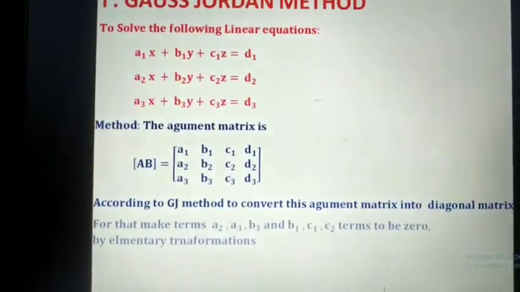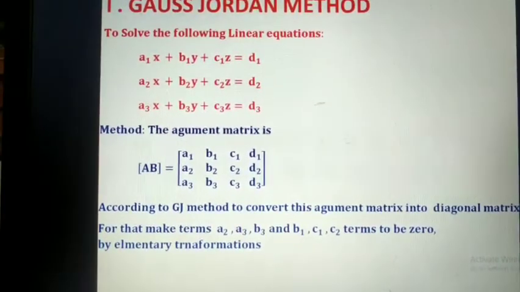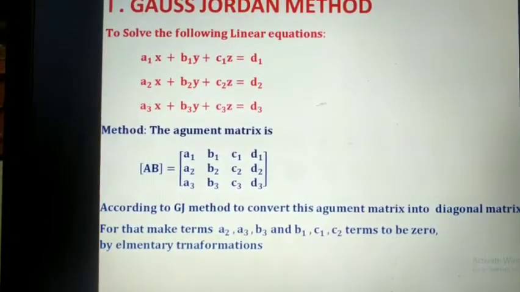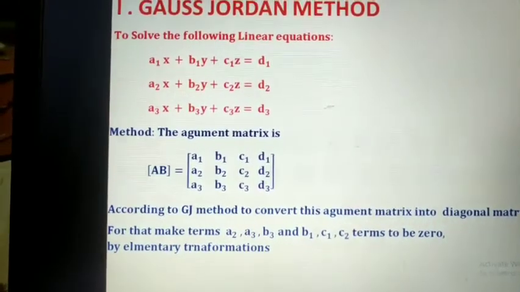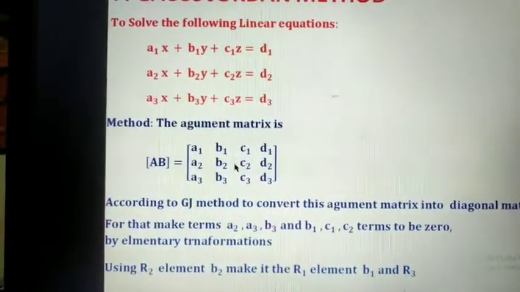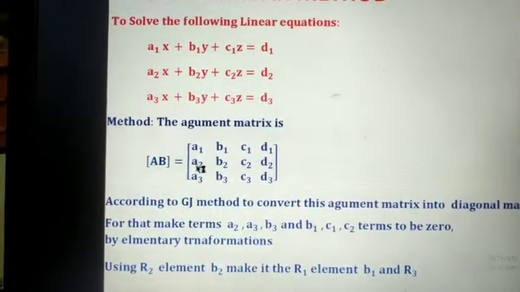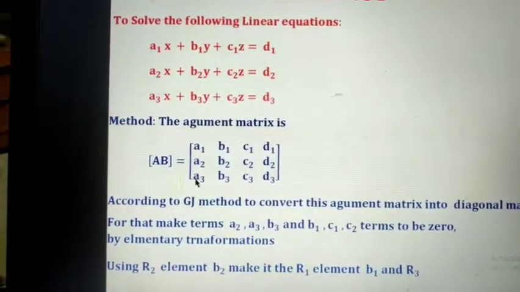Diagonal matrix means, except the diagonal elements, all the elements should be 0. For that, make the terms A2, A3, B3 and B1, C1, C2 to be 0 by means of elementary transformation. Using R2, you may also use R1, nothing is wrong. I am using R2. With the help of B2, I will make B1 and B3 to be 0.